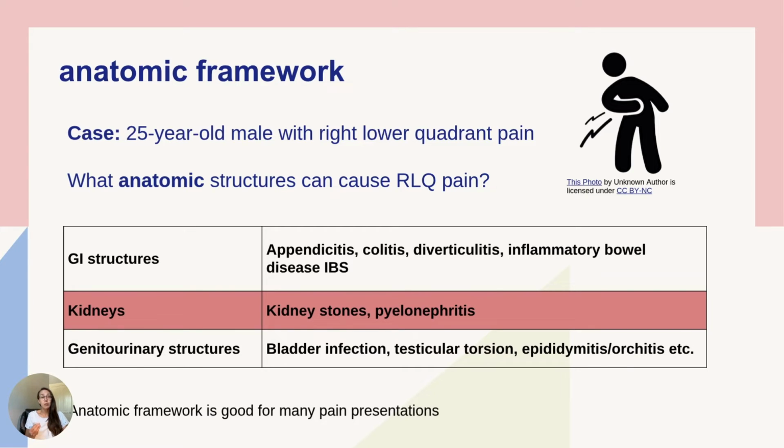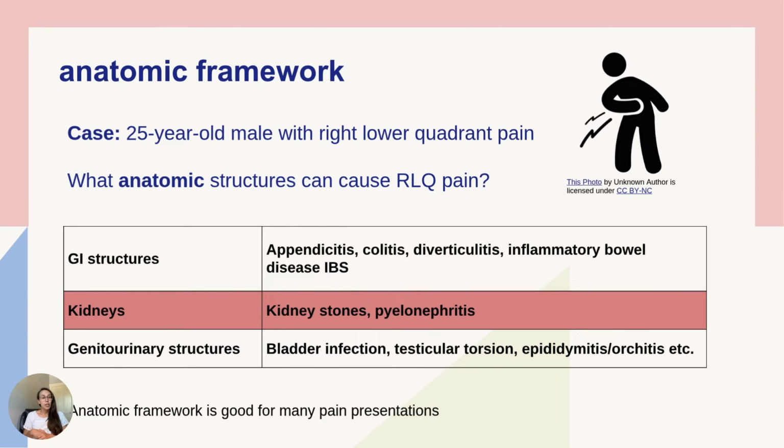So, what you ask yourself is what anatomic structures in that area can cause right lower quadrant pain. So, I like to think of the GI structures, right? For sure. Could it be the appendix, the colon? It could be diverticulitis, inflammatory bowel disease, IBS. And kidney structure, could it be kidney stones, pyelonephritis, so that region?